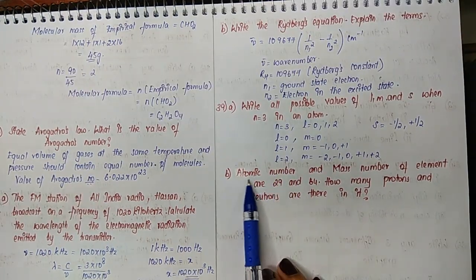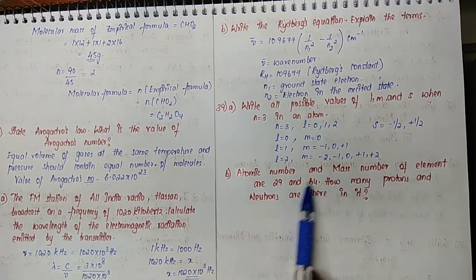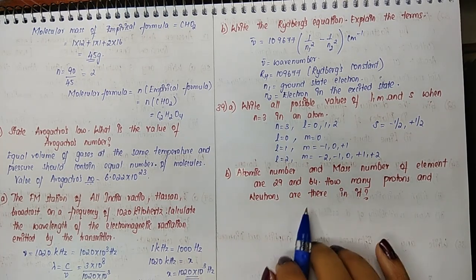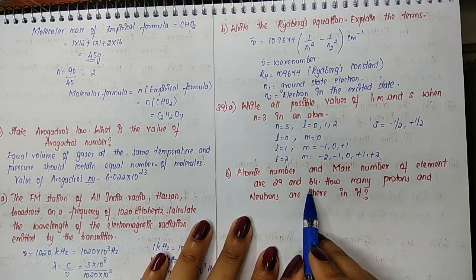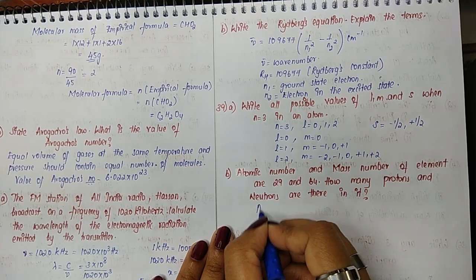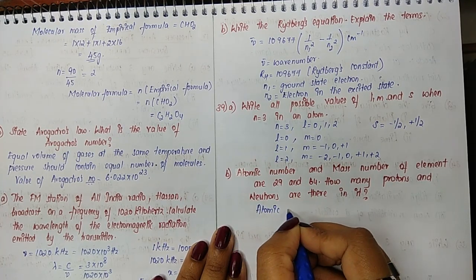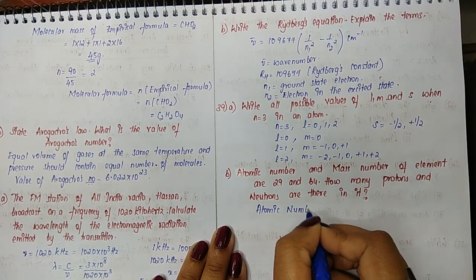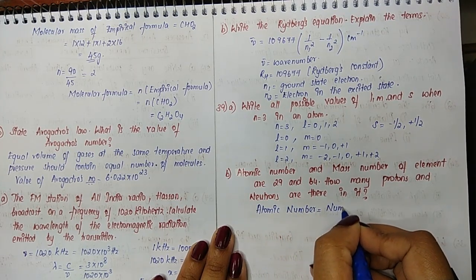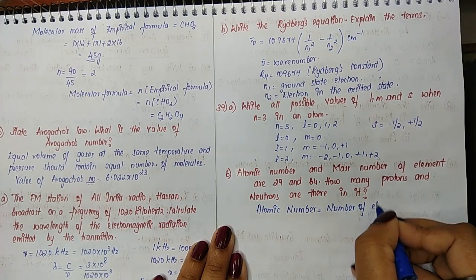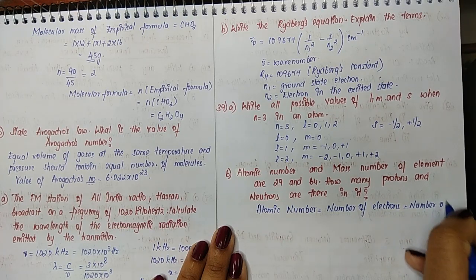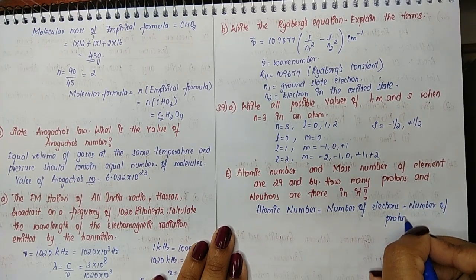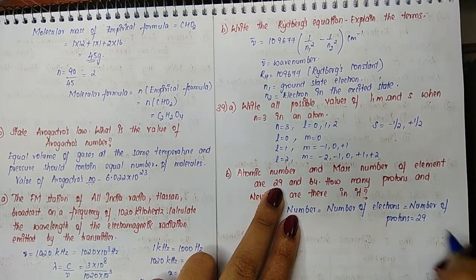Now the next question is a simple one. Atomic number and mass number of an element is given 29 and 64. How many protons and neutrons are present in it? So here we are given the atomic number, we are given the atomic mass. So therefore the atomic number is equal to number of electrons, which is also equal to number of protons. So therefore number of protons is equal to 29.